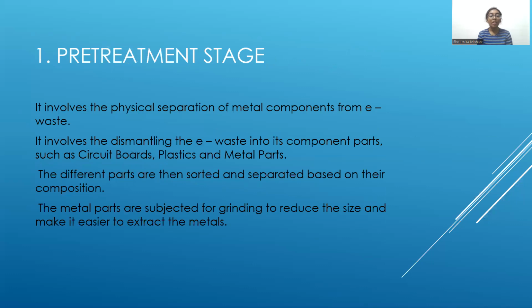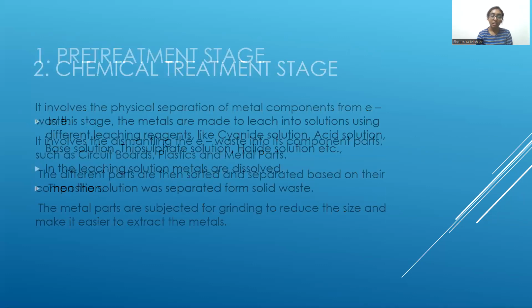Pre-treatment stage. It involves the physical separation of metal components from e-waste. It involves dismantling the e-waste into its component parts such as circuit boards, plastic, and metal parts. The different parts are then sorted and separated based on their composition. The metal parts are subjected to grinding to reduce the size and make it easier to extract the metals.